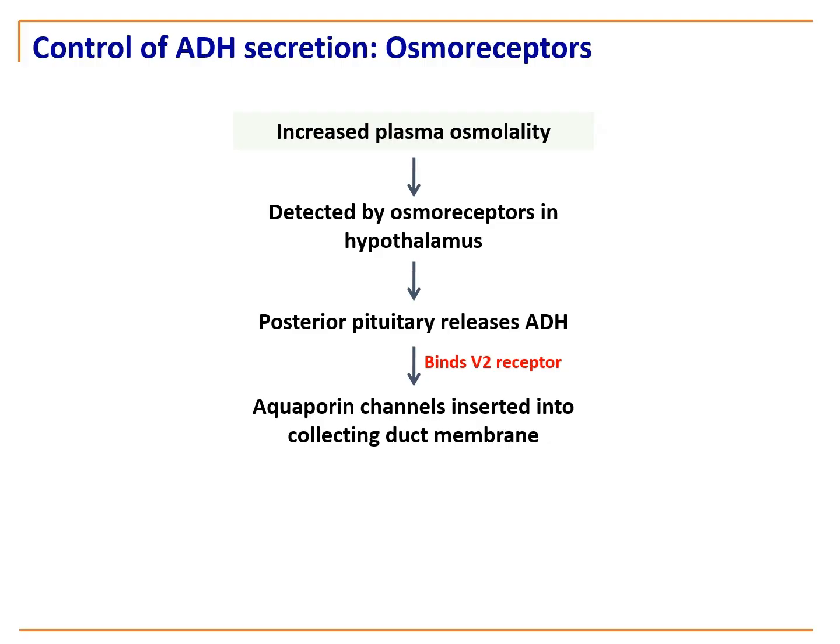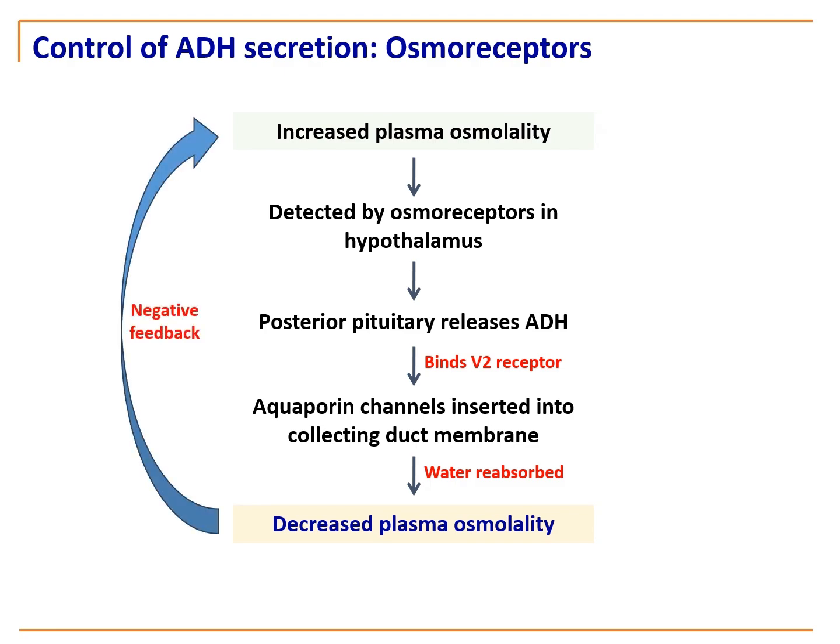ADH binds to the V2 receptor, aquaporin channels are inserted into the collecting duct membrane, water is reabsorbed, and the decrease in plasma osmolarity is initiated. So we get a drop in plasma osmolarity, and we've got that negative feedback, bringing everything back to where it should be. So it's nice and simple in what's happening. So that's the primary driver, or the primary regulator, of ADH secretion.